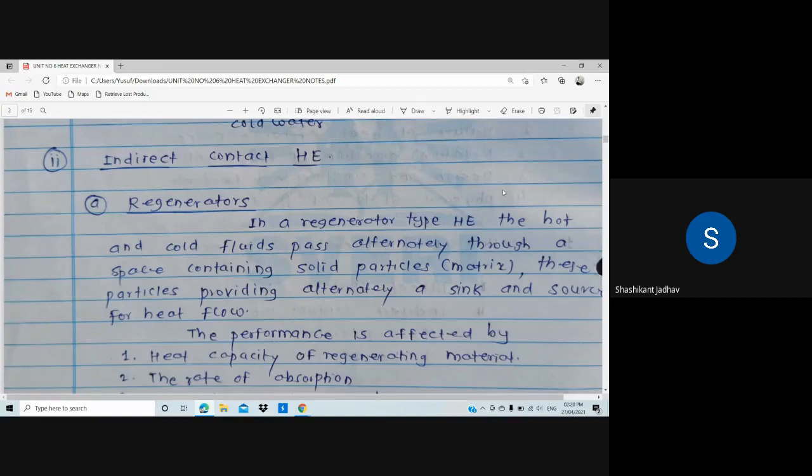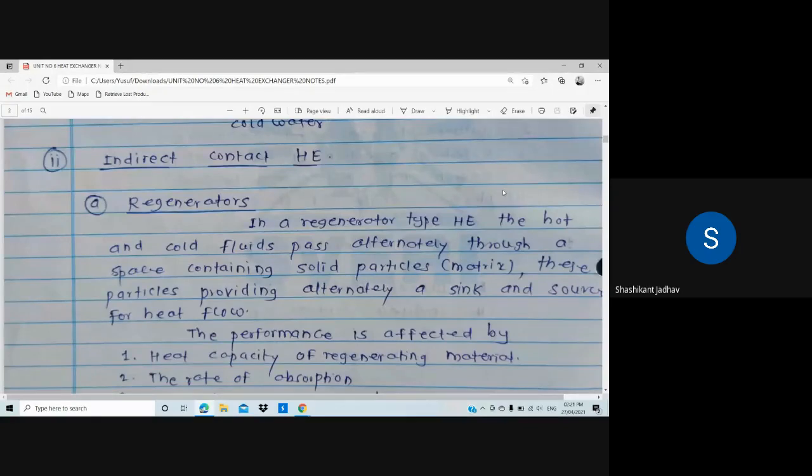So what is meant by regenerator? In indirect, there will be no mixing of hot fluid and cold fluid. So in a regenerator type heat exchanger, the hot and cold fluid pass alternately through a space containing solid particles. These particles provide alternately a sink and source for heat flow. Okay, so here we pass the fluids alternately. There will be a matrix, and through that matrix, suppose we first pass the hot fluid.